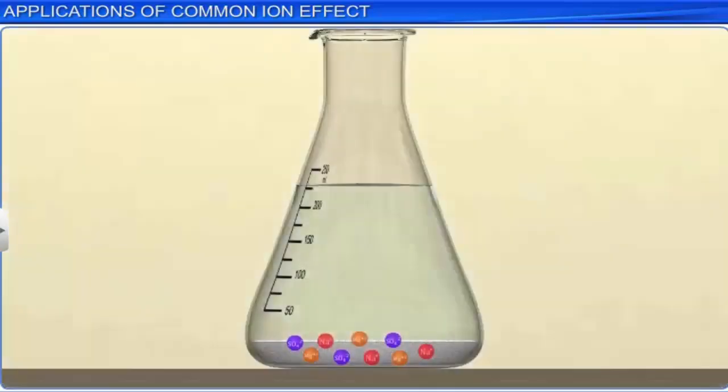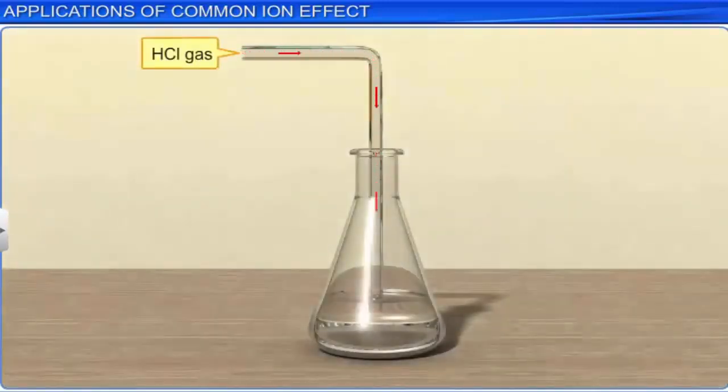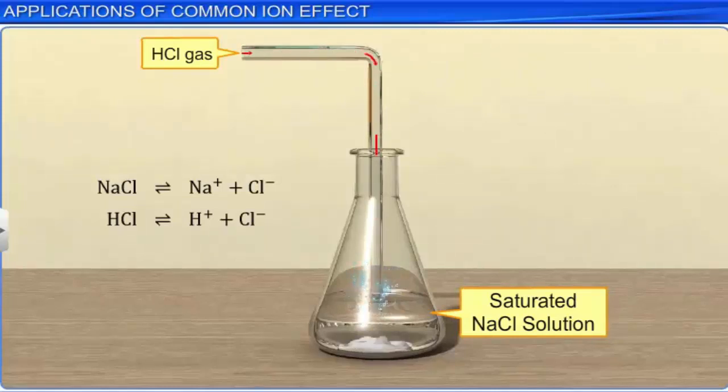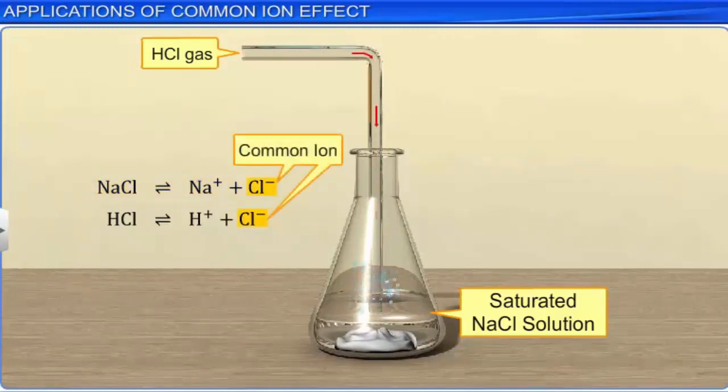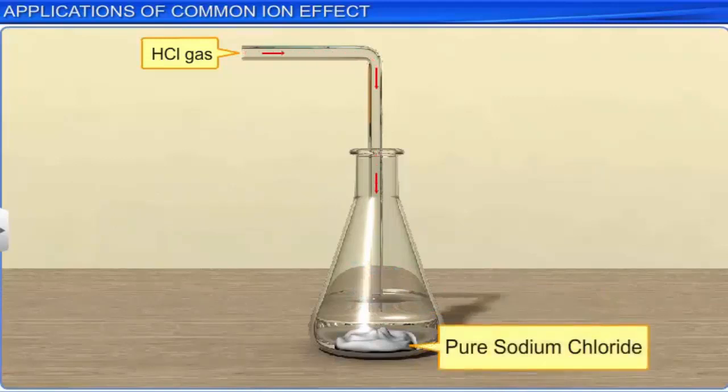For example, sodium chloride, along with impurities such as sodium sulfate and magnesium sulfate, is purified by applying this principle. When hydrogen chloride gas is passed through a saturated solution of sodium chloride, the precipitation of sodium chloride increases and dissociation of sodium chloride decreases due to the chloride ion, which acts as a common ion. Thus, the sodium chloride obtained is free from impurities.